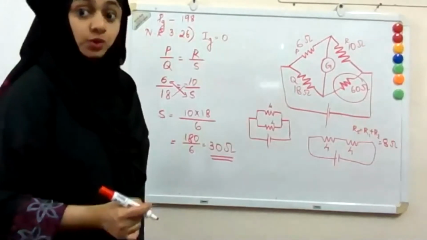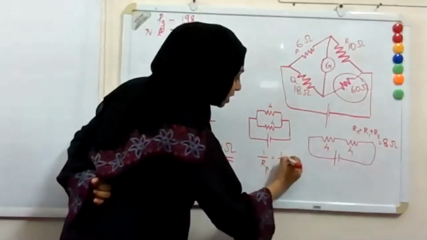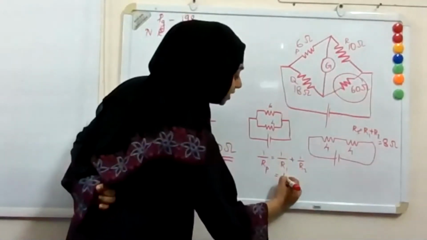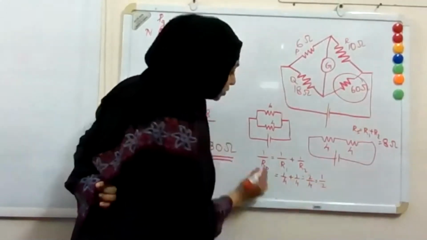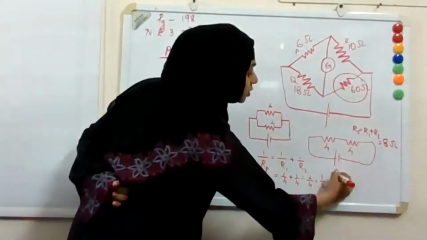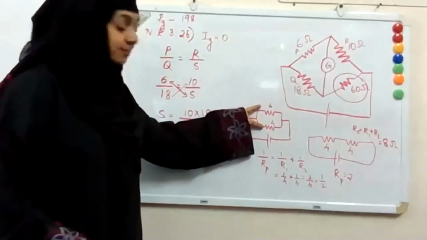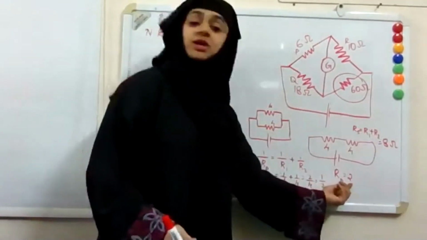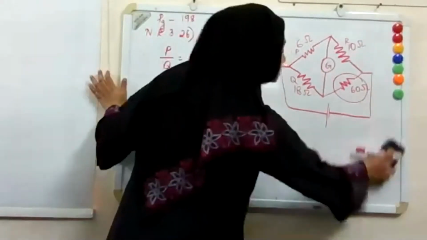2. How did you get it? We know that 1 by RP is equal to 1 by R1 plus 1 by R2, right? So here it is 1 by 4 plus 1 by 4, which is equal to 2 by 4 or 1 by 2. 1 by RP is 1 by 2, so RP is equal to 2. So if two resistors are connected in parallel and they are of the same value, their resistance will become just half. That is why you have to connect a 60 ohm resistance parallel to it.